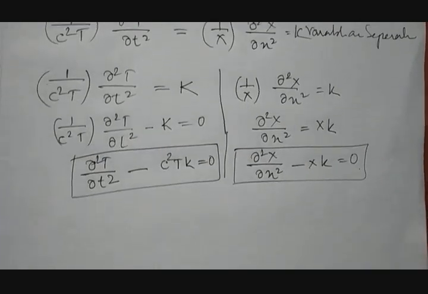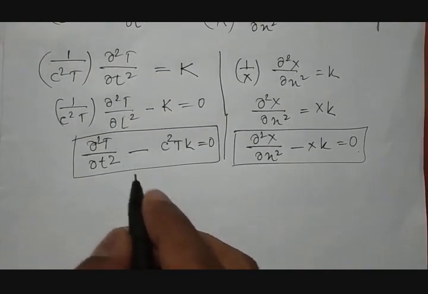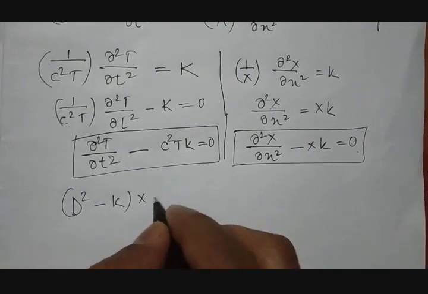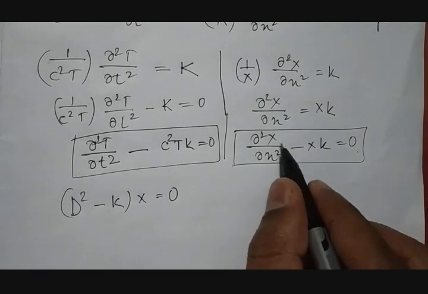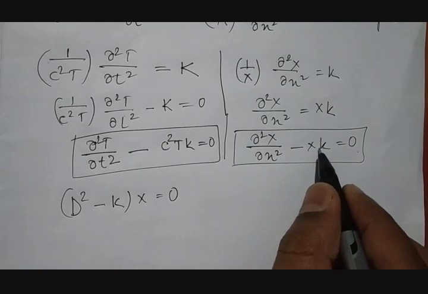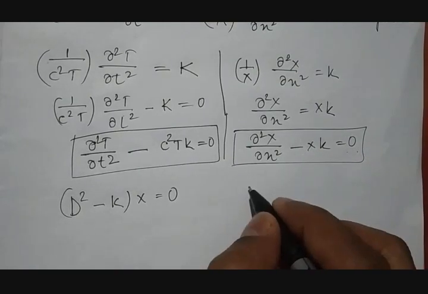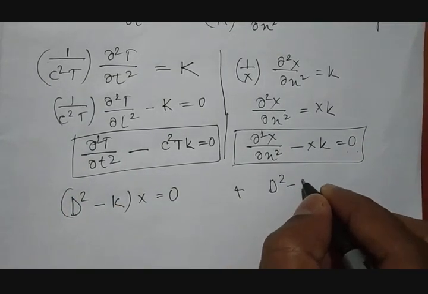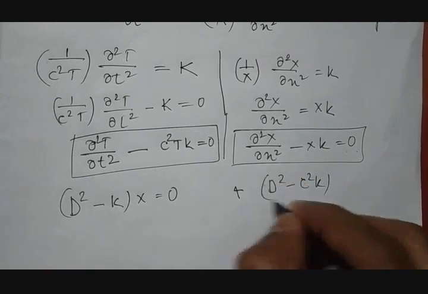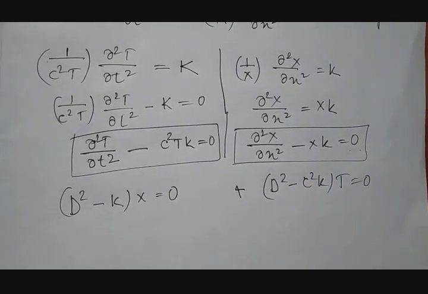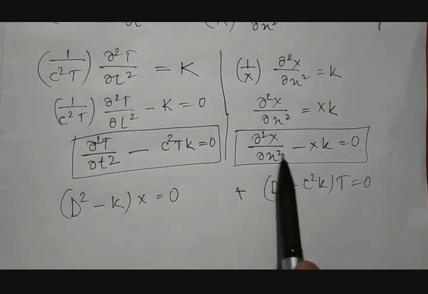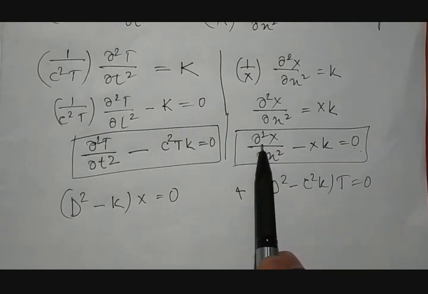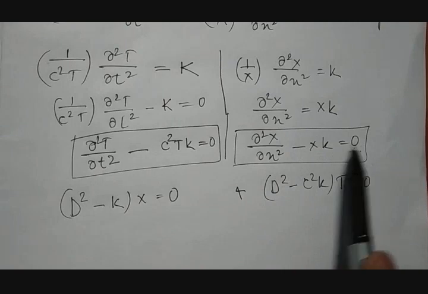Fine. After variable separation, how do we write this result? This result can be written as (D² − k)X = 0. Similarly, the other result can be written as (D² − c²k)T = 0. Understood what we have done? This result, D² − Xk = 0, can be written as (D² − k)X = 0, with X common.